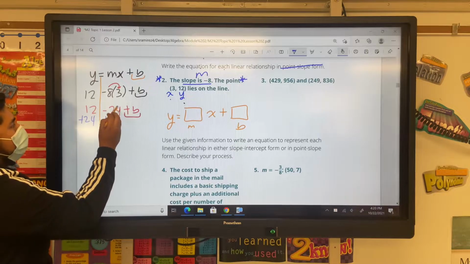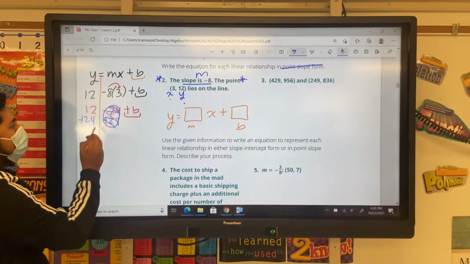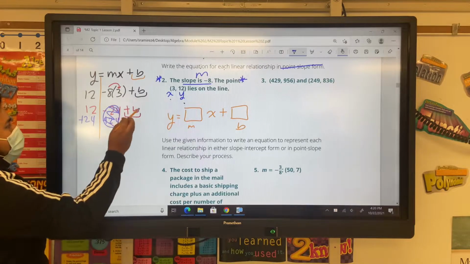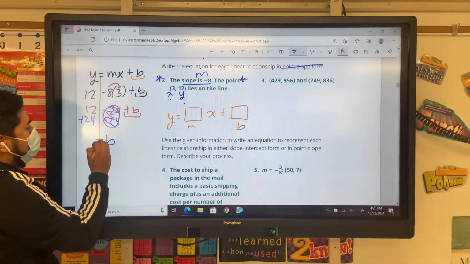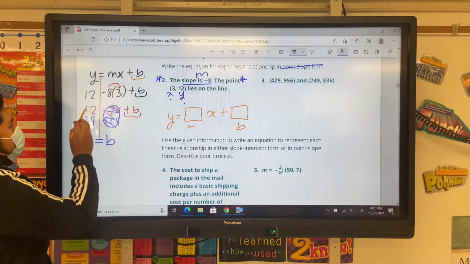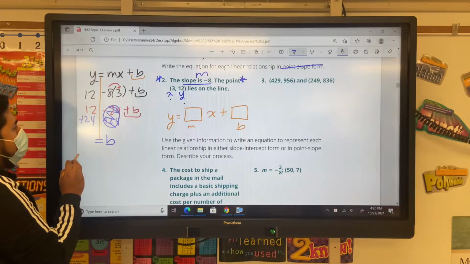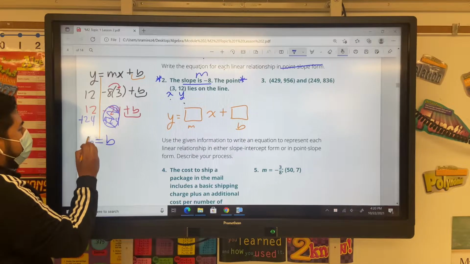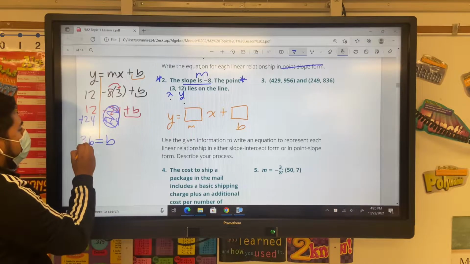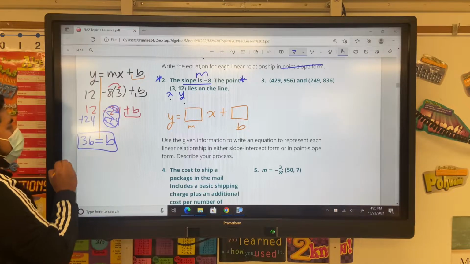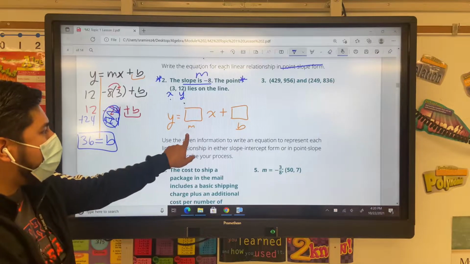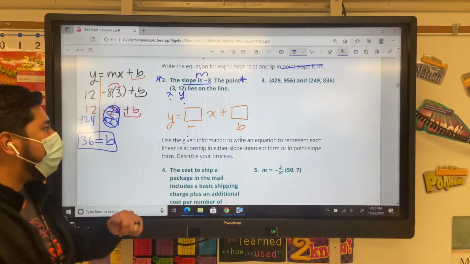-24 plus 24, that cancels out. That gives me 0. Now I have B by itself. 12 plus 24. 2 plus 4 is 6. 1 plus 2 is 3. There it is. Now I can fill in my M, I can fill in my B, and we're done.